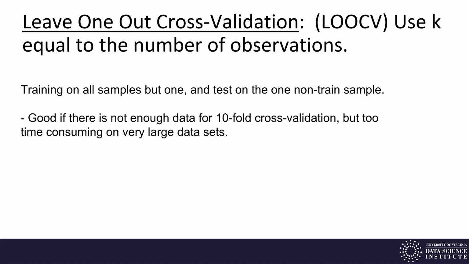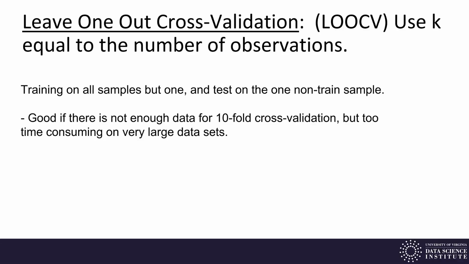There's another form of cross-validation that comes up called leave-one-out cross-validation, or LOOCV for short. In this cross-validation, we use k equal to the number of observations. So really what we're doing is we set aside one observation for our test data, we train on everything else, and then we test on that one observation that we set aside. Then we run through this using every observation once as the test data set.